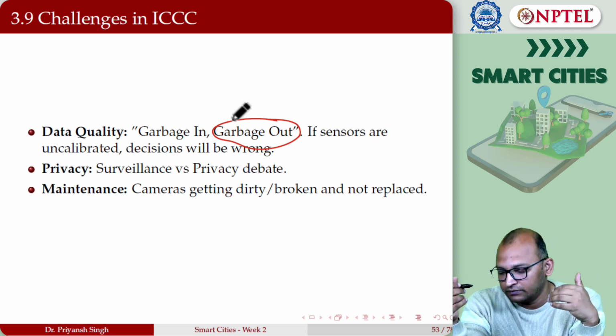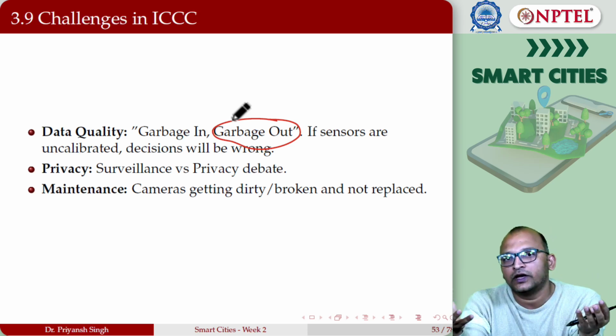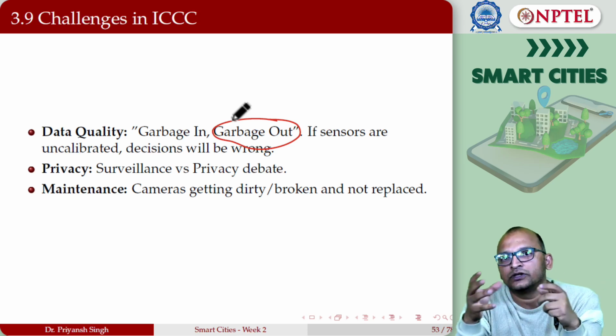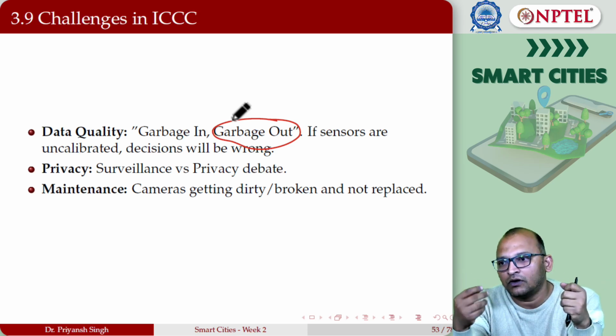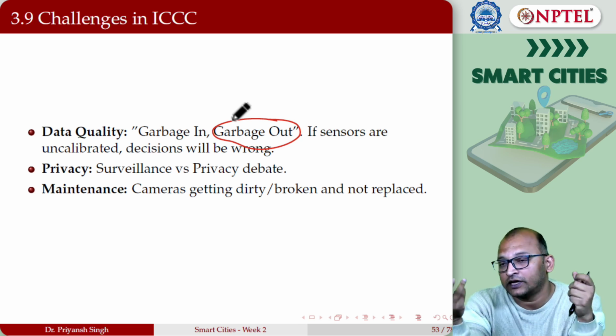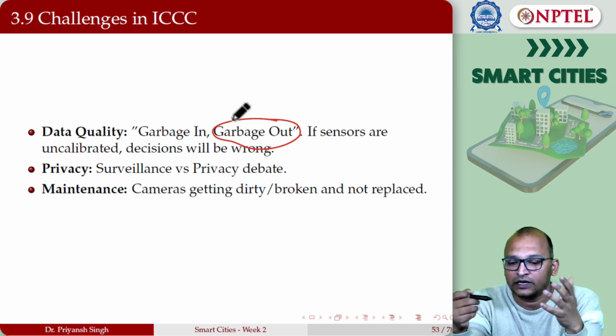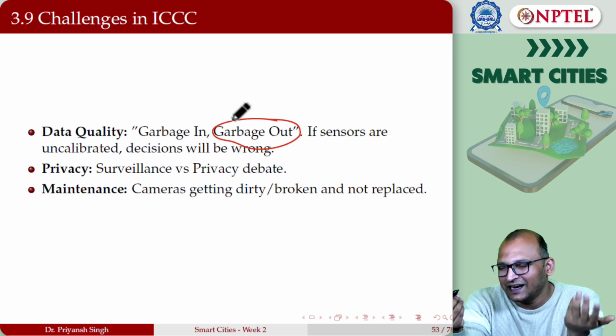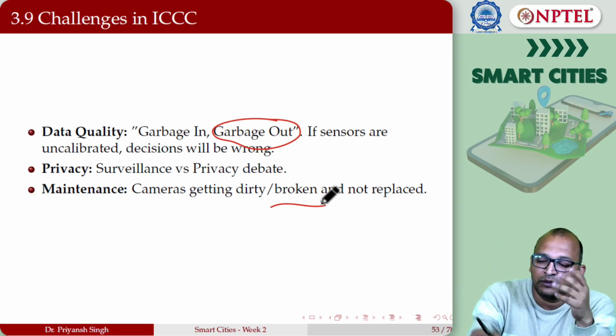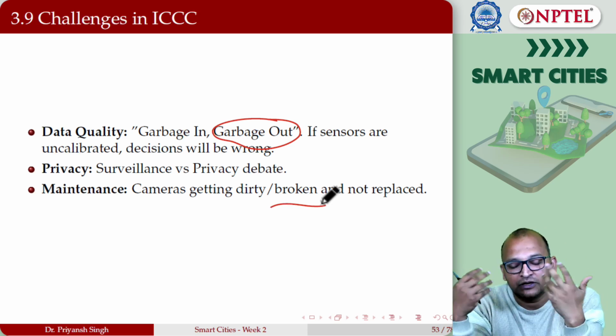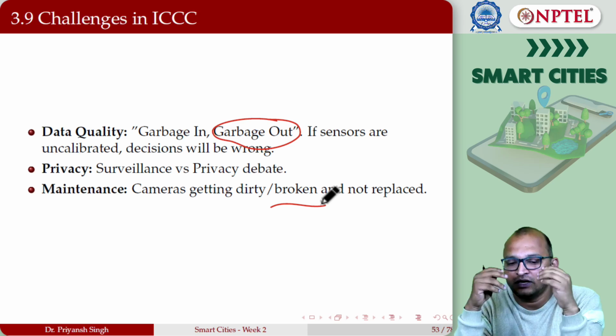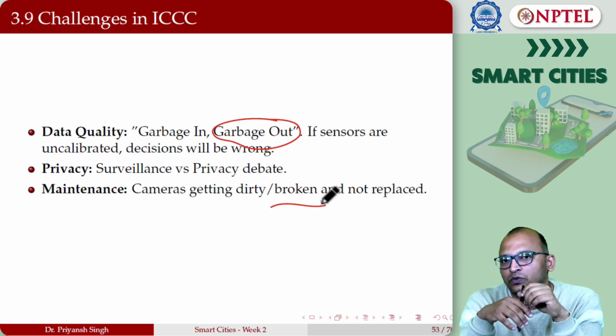Then there is the issue related to maintenance, because we are using different types of sensors. So there will always be a cost or challenges related to the maintenance of those systems. Like whatever camera you have installed, that camera may get dirty. Also they can be broken and not replaced. So in those cases, your command center will not be able to work efficiently.